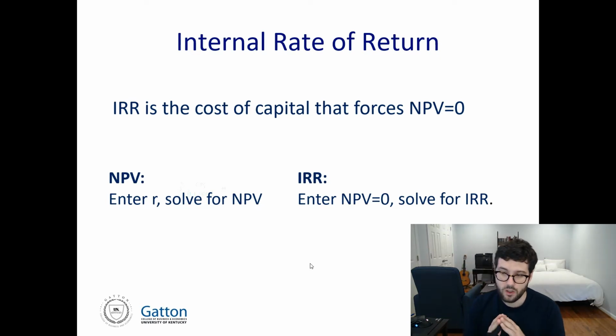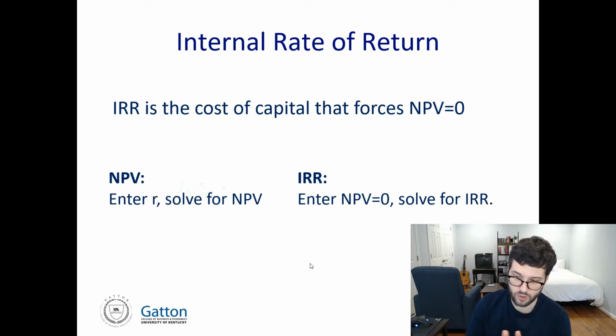Okay? So, in a sense, the internal rate of return is an opposite calculation of the NPV. Because on the NPV, you enter the discount rate to calculate the NPV. And for the internal rate of return, you enter the NPV of zero, and then you solve for what would be this hypothetical discount rate that makes the NPV zero. So in order to make things clear, let's go to an example.